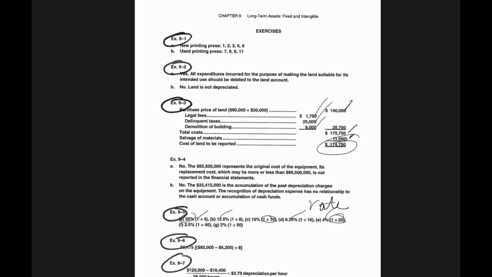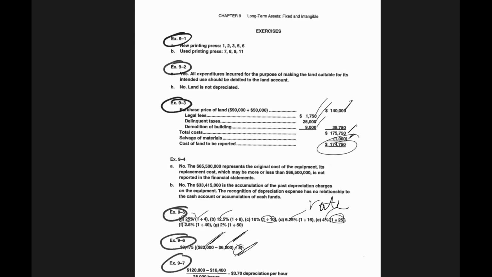Number 6, a refrigerator used by a wholesale warehouse has a cost of $82,000, has a residual value of $6,200, and a life of 8 years. So you take the cost less the salvage divided by the number of years. And in this case, we're just slightly over $9,000 of depreciation every year.